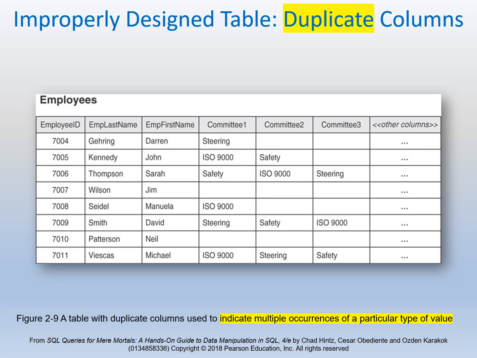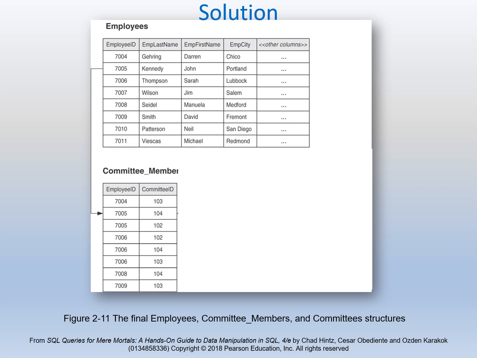In this one table, we have Committee 1, Committee 2, Committee 3. We do not need a column for each committee in the employees table. What if we had 10 committees or 20 committees? This could become an issue very quickly. The solution is to create a linked table.